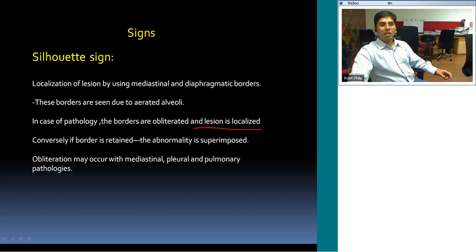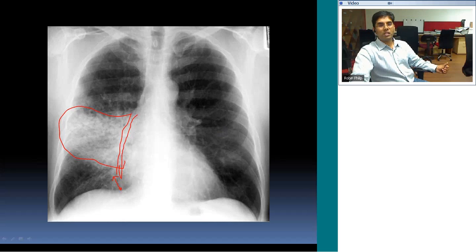And then conversely, if the border is retained, I'll show this example. If the border is retained, the abnormality is superimposed. That means it may be located either anterior or posterior, not in the same plane as that of the right heart border. If the lesion is not in the same plane as the right heart border, the right heart border will not be silhouetted. So obliteration may occur with any of the pathologies: mediastinal, pleural, or pulmonary. And this is the classic example of pneumonia or consolidation in the right middle lobe that is obscuring the right heart border.